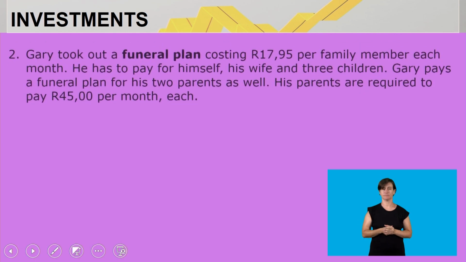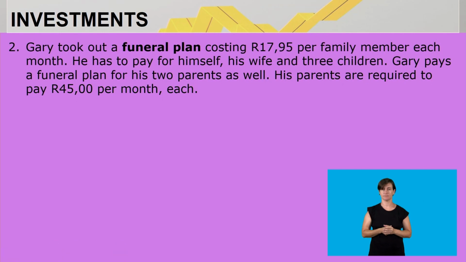Right, let's look at investments. Question number 2 is with regards to funeral plans, where Gary took out a funeral plan costing 17 Rand and 95 cents per family member each month. So it's 17.95 per family member every month. He has to pay for himself, his wife, and 3 children. Gary pays a funeral plan for his 2 parents as well. His parents are required to pay 45 Rand per month each. So there we have the family: mother, father, 3 children, as well as the grandparents.